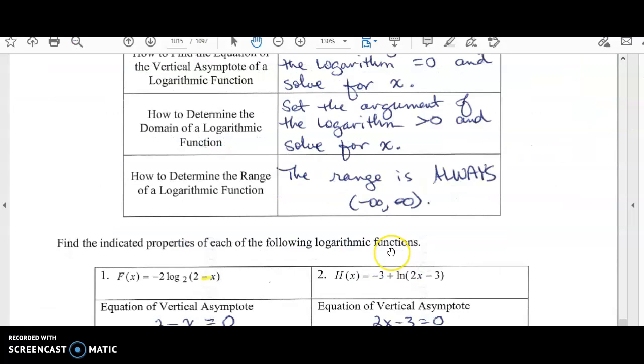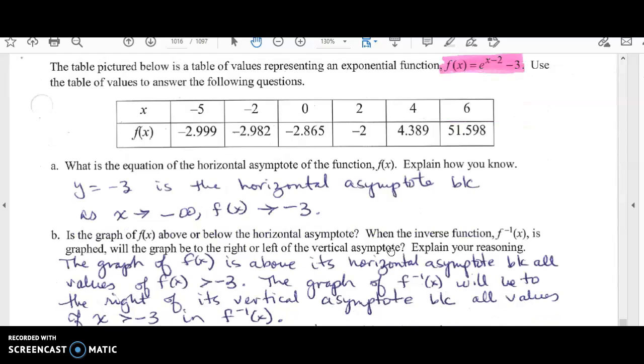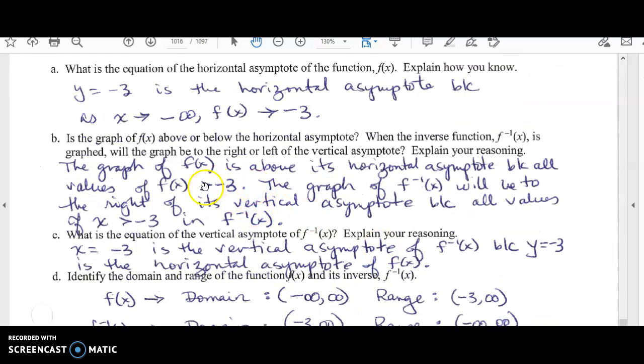You know, I might even show you the answer key on that one, because he uses a lot of words to explain it. But basically the same thing. Above the horizontal asymptote, all the values are bigger than -3. So we need to be to the right of the vertical asymptote because all the values need to be bigger than -3. X needs to be bigger than -3.